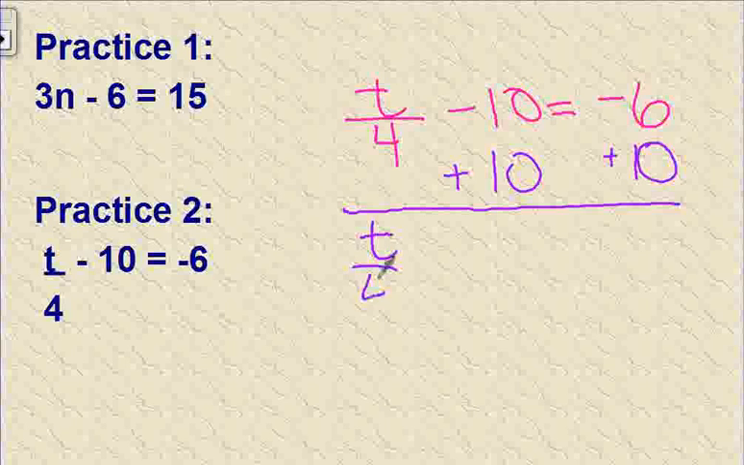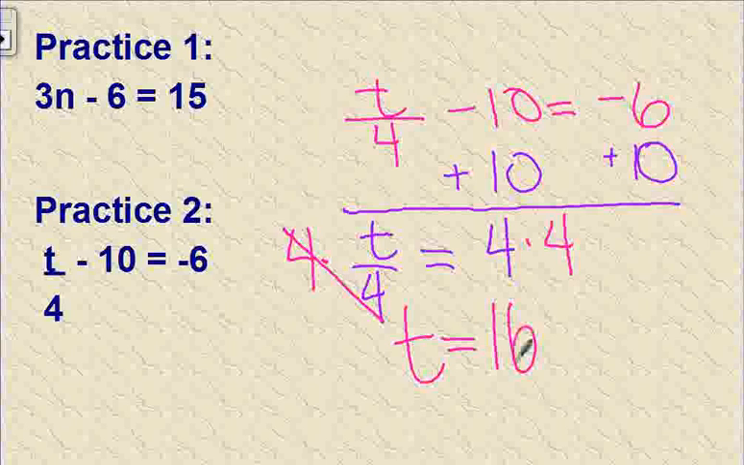t over 4 now equals, don't forget your integers, negative 6 means you owe $6. 10 means you have 10, so you still have 4. Now, 4 is bugging t by dividing. The opposite is to multiply. Those cancel. t is equal to 16. Check your work. Make sure that you got this correct.